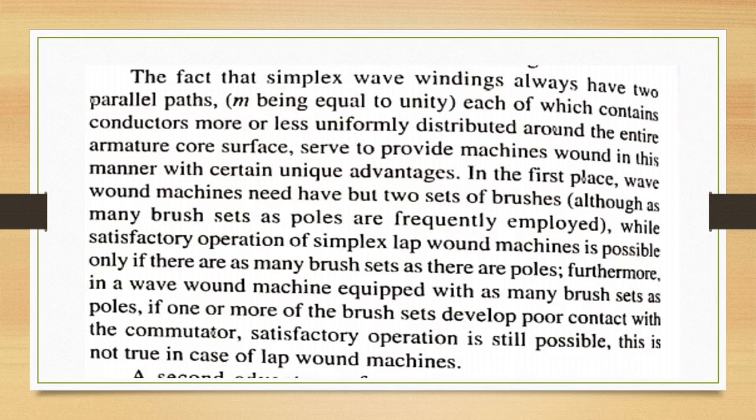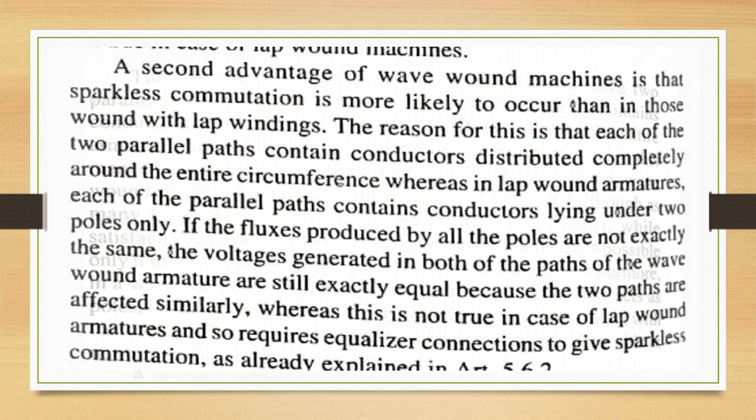In the first place, wave wound machines need have but two sets of brushes, while satisfactory operation of simplex lap wound machines is possible only if there are as many brush sets as there are poles. Furthermore, in a wave wound machine equipped with as many brush sets as poles, if one or more of the brush sets develop poor contact with the commutator, satisfactory operation is still possible, and this is not true in case of lap winding.